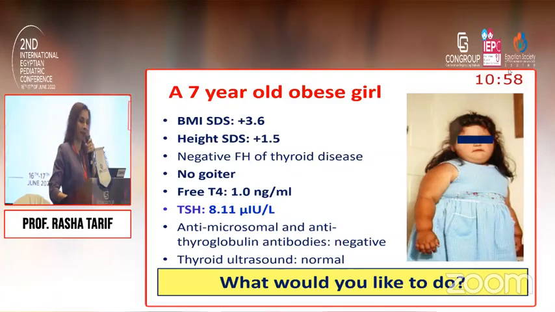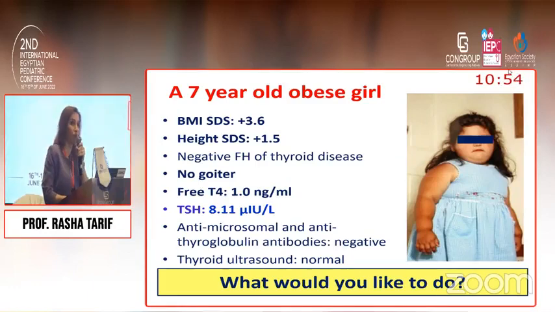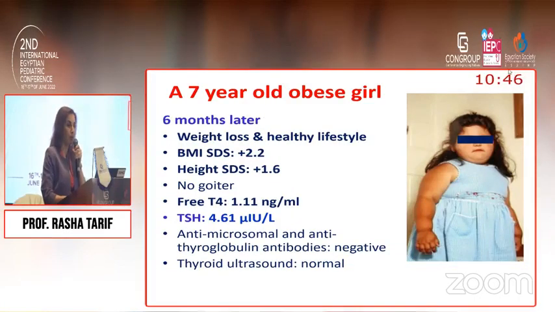Okay. Again, this girl is very tall. She's not short, meaning that there is no effect on growth. She is obese, TSH is highish, and the antibodies and ultrasound are normal. In such a case, what we need is to advise weight loss. If obese and tall, just advise weight loss and a healthy lifestyle. And when we did this, TSH went down without treatment.